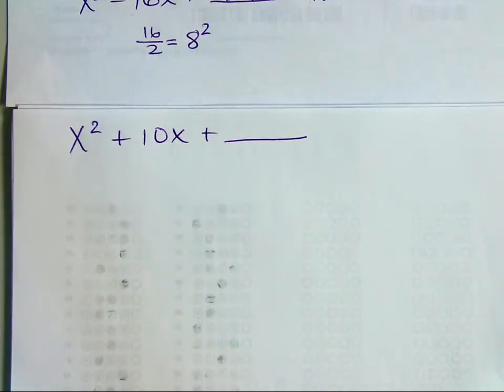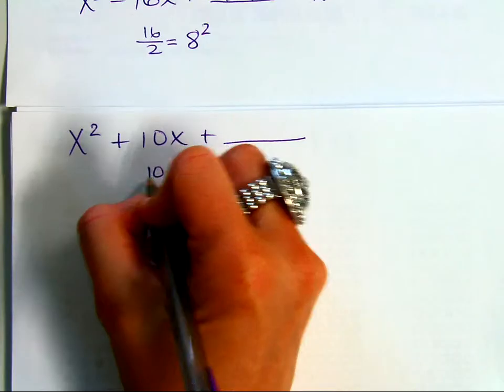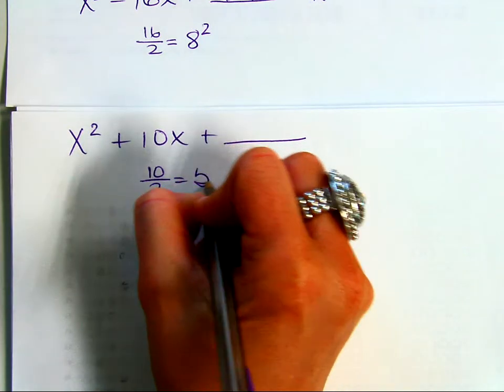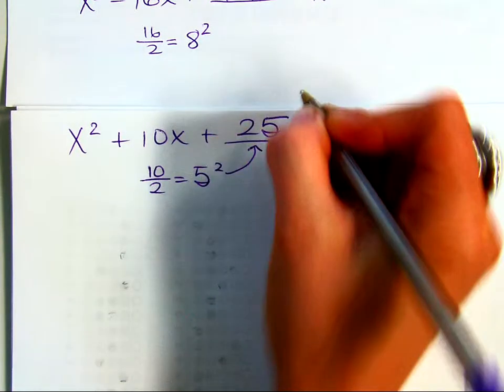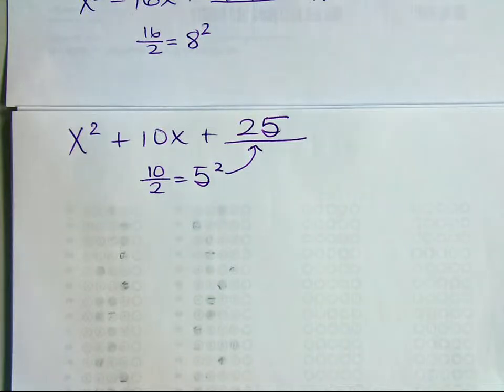All right. Use whatever method you need to see if you can figure out what goes in that blank, meaning what did that start out as? Take half, then square it. Not double it. That's going the other way. Take half, then square it, Nadia. 25. Yep, because half of 10 is 5, and 5 squared goes there.